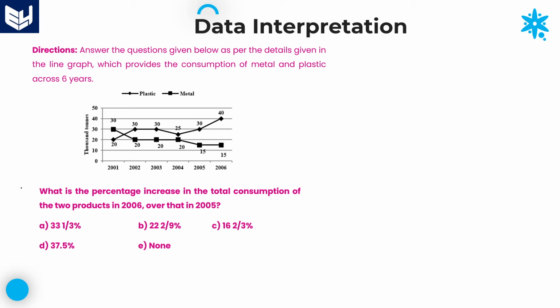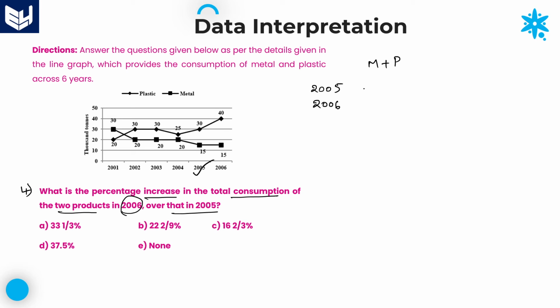Next question, fourth question. What is the percentage increase in the total consumption of two products in the year 2006 over that in 2005? Here we need to calculate the percentage increment of 2006 as compared with 2005, for both the products together, metal and plastic together. First, what is the total consumption of metal and plastic in the year 2005?